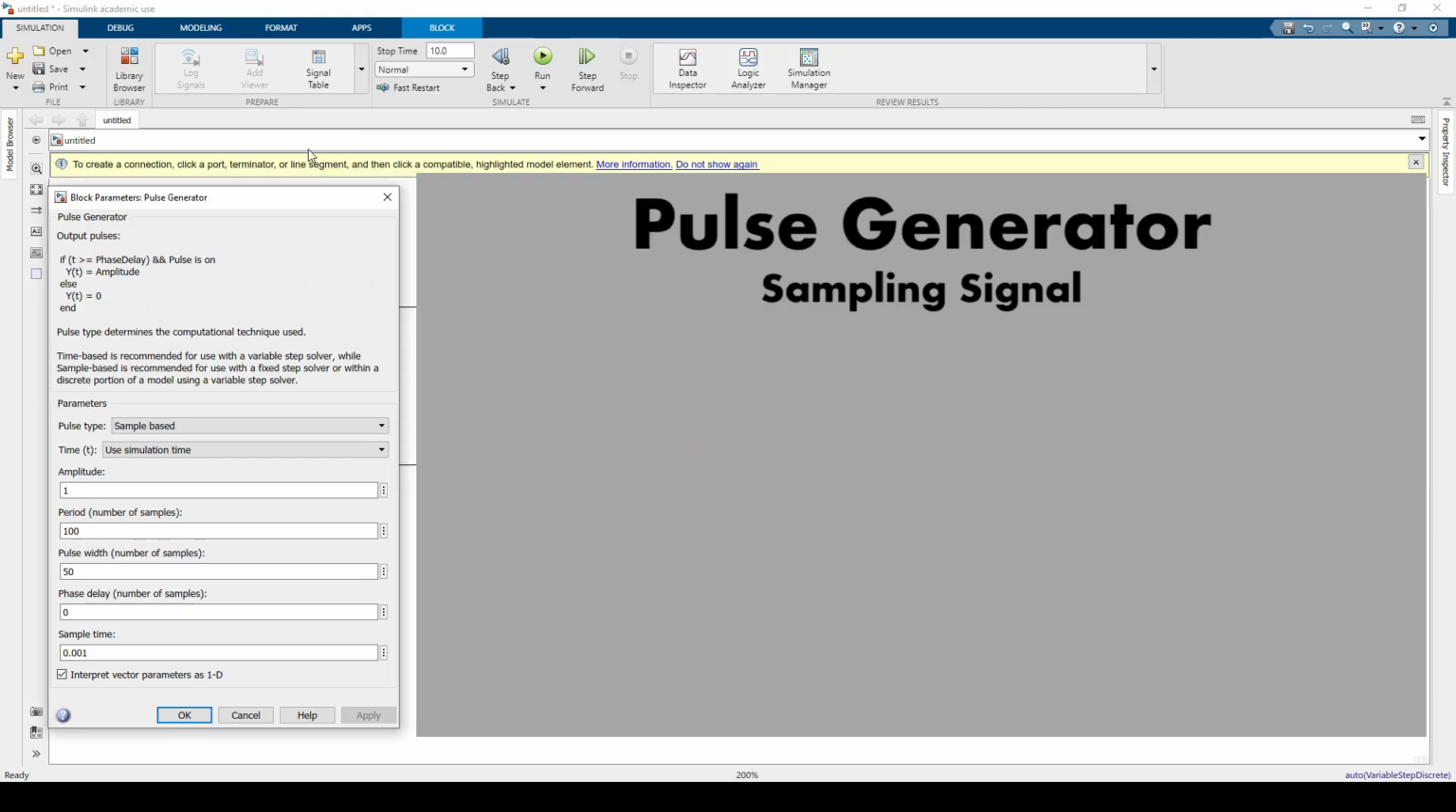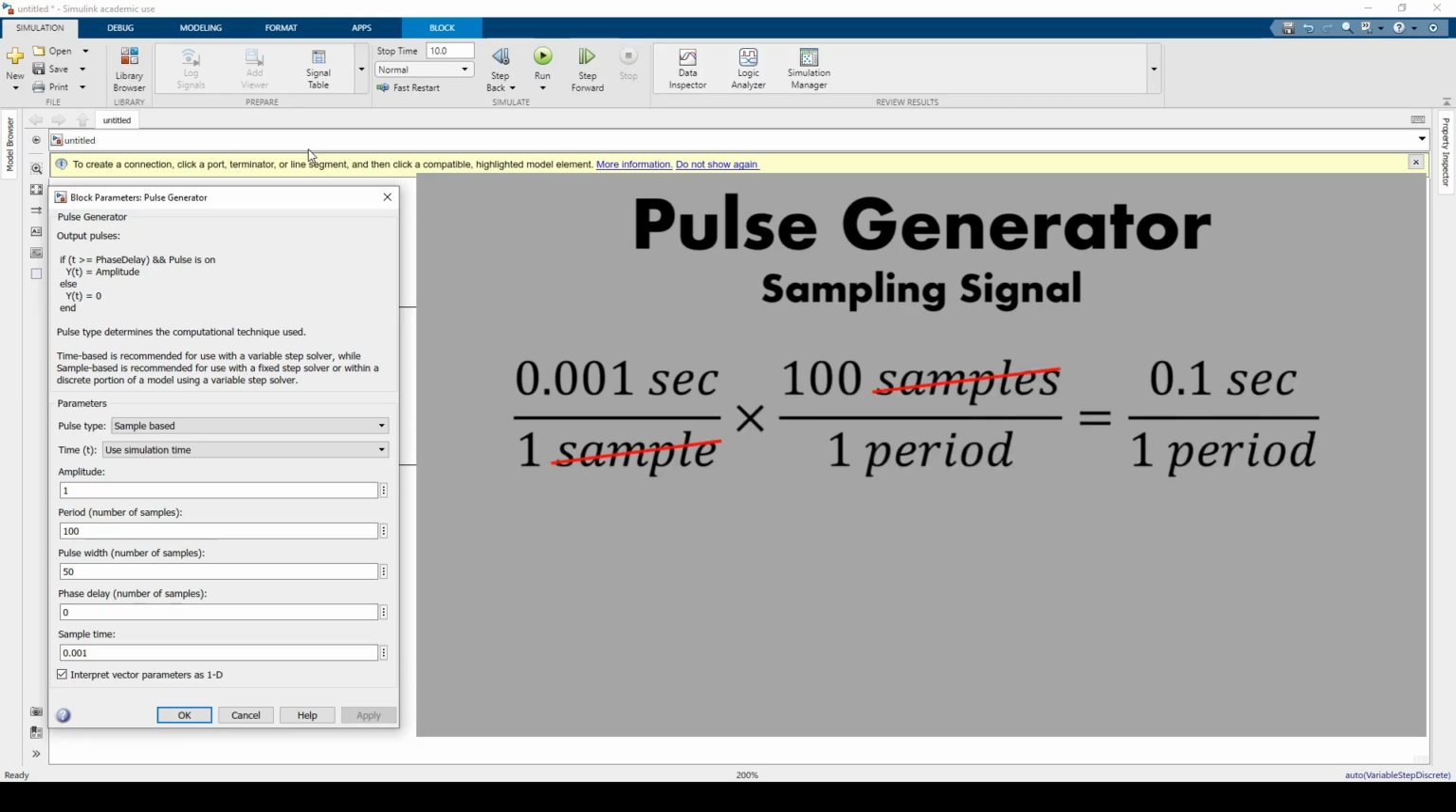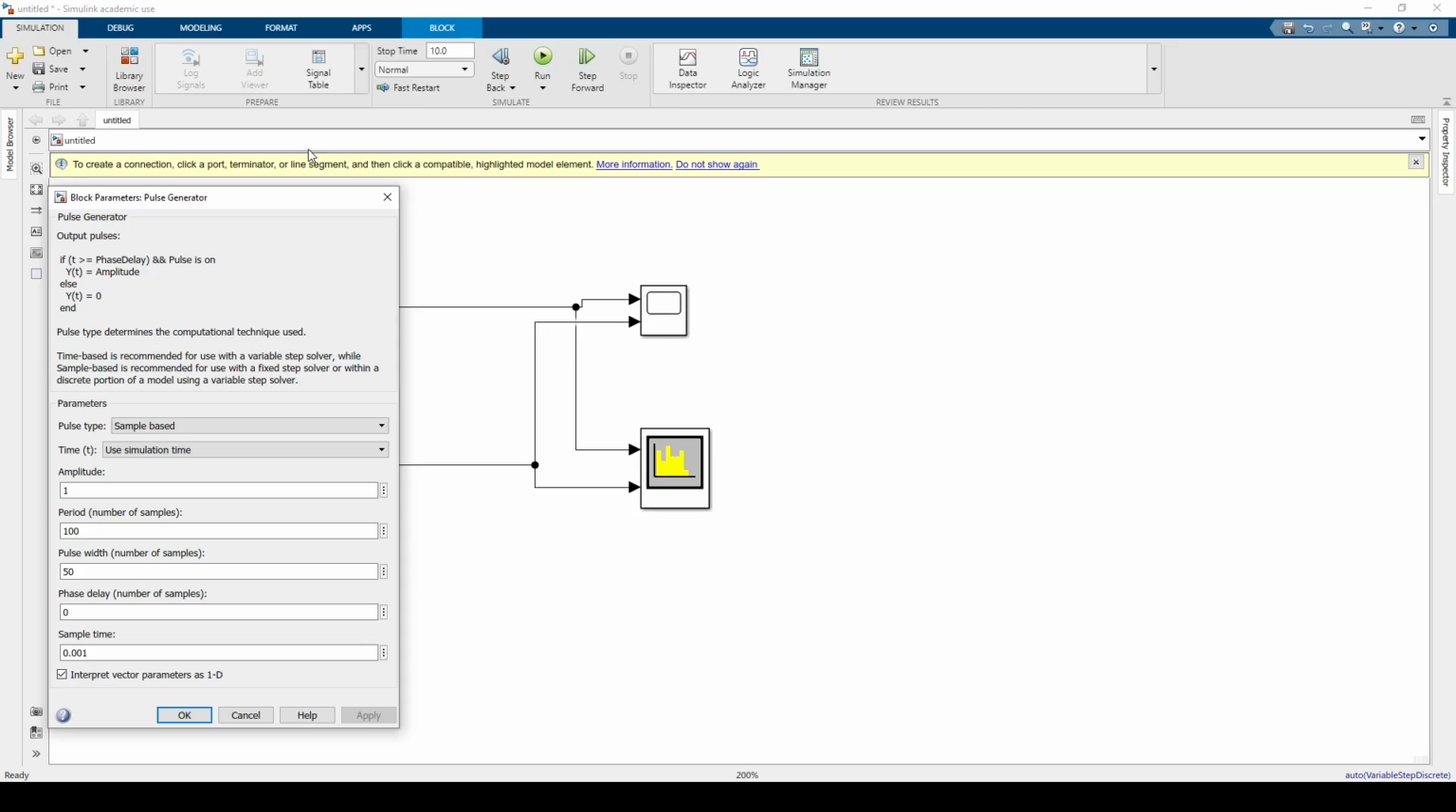For the pulse generator, each sample is 1 millisecond long, and there are 100 samples in one period. So that means each period is 0.1 seconds long. The sampling frequency is 1 over that period, which is 1 over 0.1 seconds, which is 10 Hertz. And the duty cycle is the pulse width over the period, which is 50 over 100, or 50%.